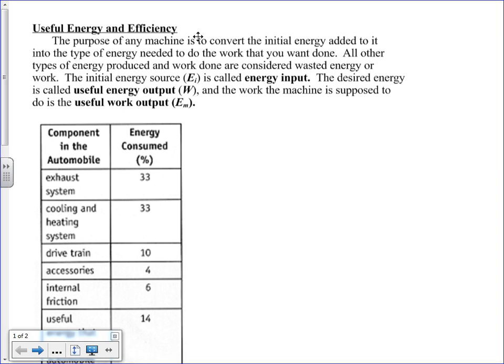All right, and that's kind of the problem that we're battling, as a society that is very energy dependent: how can we increase the efficiency, reduce the number of conversions, and things like that in order to make the most use of our resources. Okay, so the purpose of any machine is to convert the initial energy that's given to it into the type of energy that's needed to do the work you want done. All other types of energy are considered wasted, or lost.